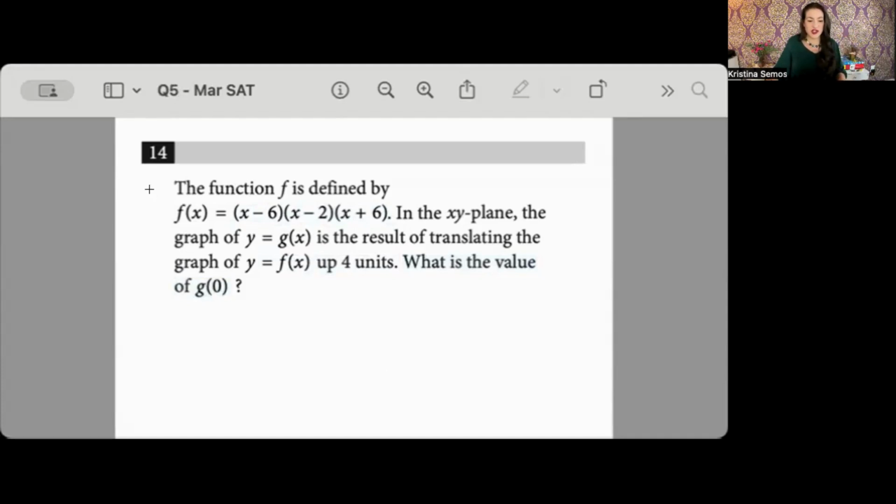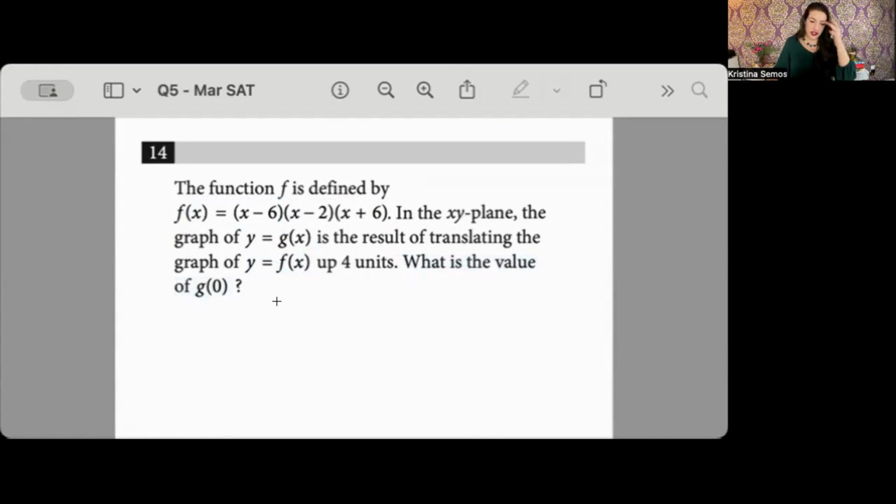Okay, so let's look at this question. It says, function f is defined by f of x equals, in parentheses, x minus 6 times the quantity x minus 2 times the quantity x plus 6. So it's going to end up being a cubic function, but it's a polynomial, and they have given it to me in factored form. So in the xy plane, the graph of y equals g of x, different function, right, is the result of translating the graph of y equals f of x, that means this function, up 4 units. What is the value of g of 0?